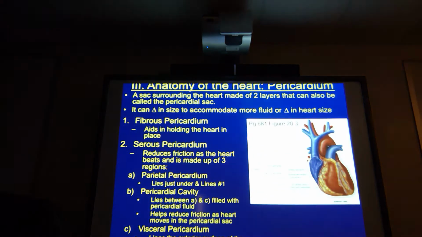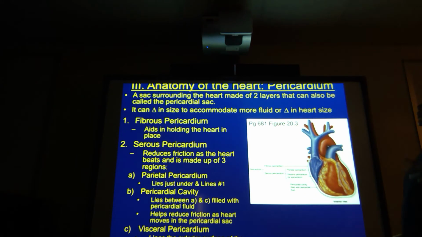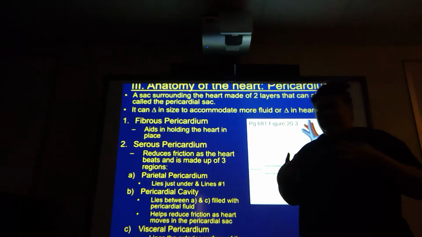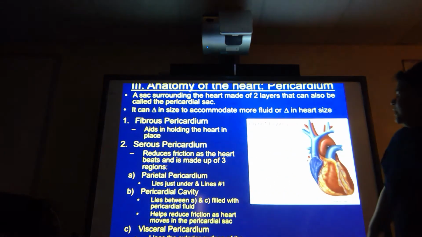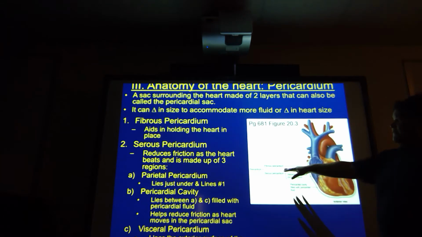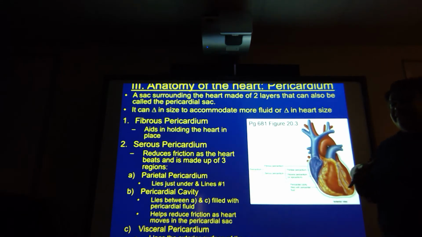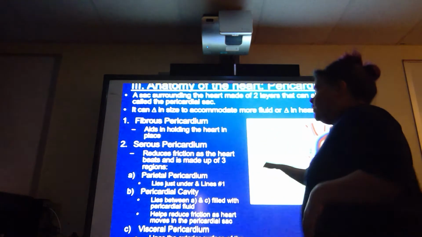Okay? It can change in size to accommodate more fluid or change in heart size. It'll actually expand kind of like an elastic waistband on pants if it needs to, because your heart gets bigger because volume gets bigger, or even your heart just itself starts to enlarge. It'll actually enlarge with it, okay? So around the outside, we have this fibrous pericardium. Basically, the fibrous pericardium is like a suspension bridge. It holds your heart up in place in your chest so that it doesn't just go poof. We want it to stay where it is. So this helps it to do that.